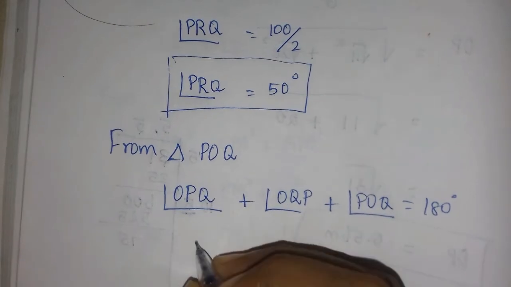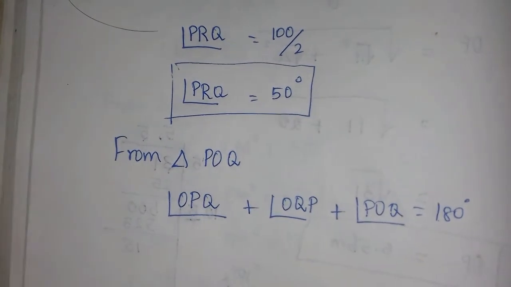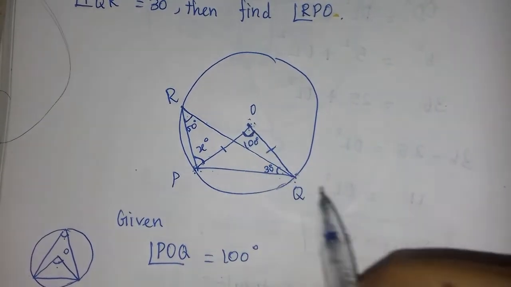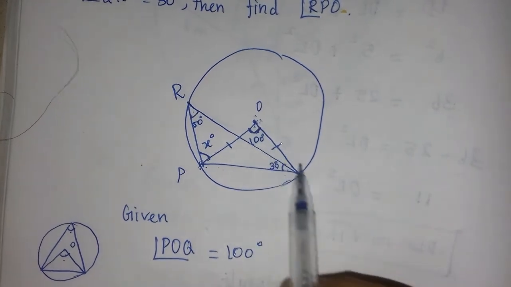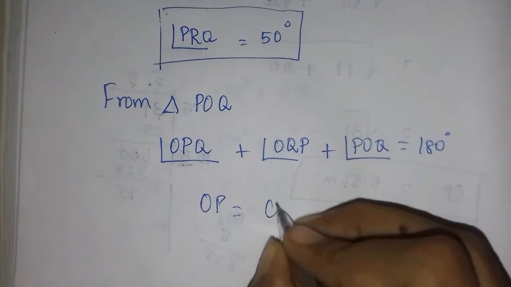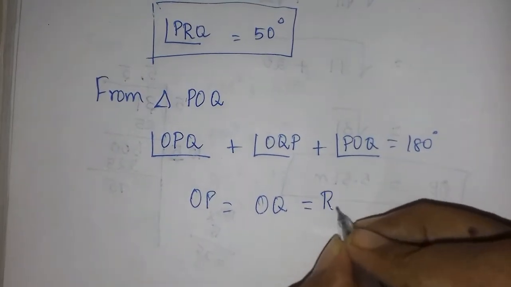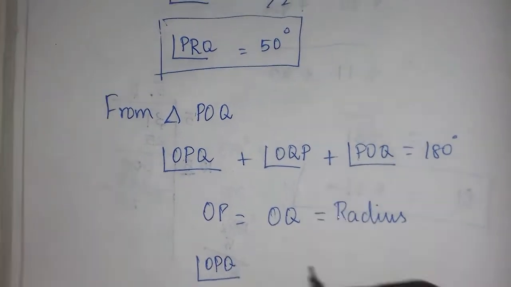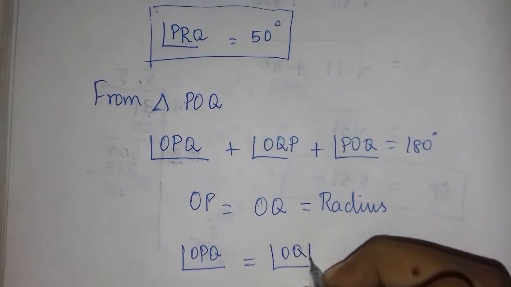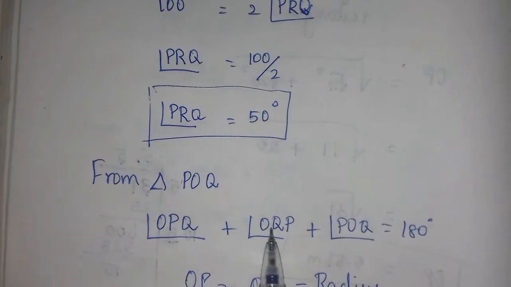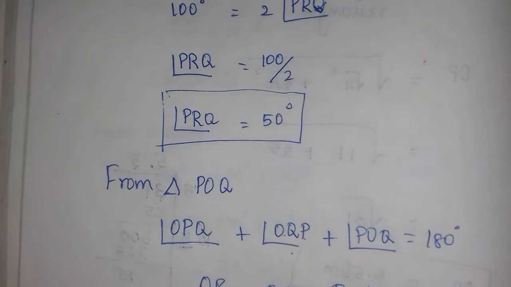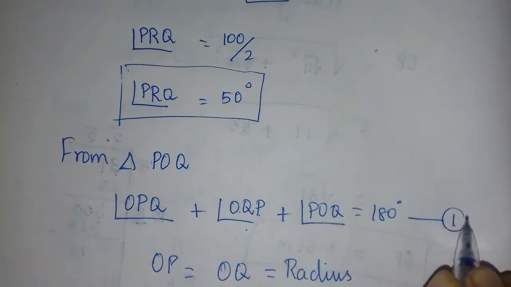We know that here these two sides are equal. Side OP and OQ are equal. So these two angles will be equal. Let me write that. OP is equal to OQ. Why these two are equal? Because that is radius. So angle OPQ is equal to angle OQP. So here OPQ, OQP, these two angles are there. So instead of OQP, we can write angle OPQ. Take this as equation 1.